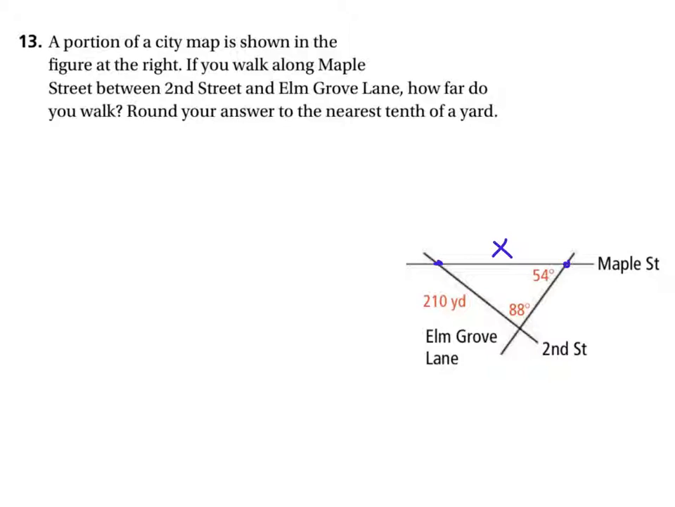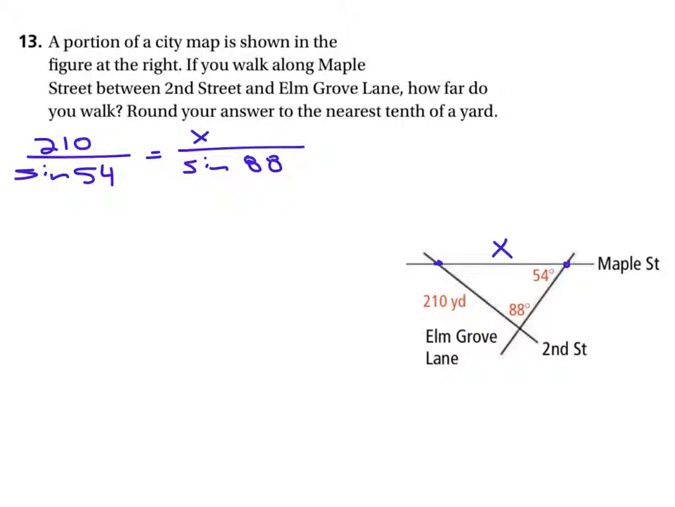So we can use law of sines for this. We can set this up and say, we know that 210, that side length, is across from the 54-degree angle, so sine of 54, equals, we don't know the length of x that you're going to walk. We will round it to the nearest tenth of a yard, giving it to us in yards. And it's across from the 88-degree angle, so we say sine 88. Okay?